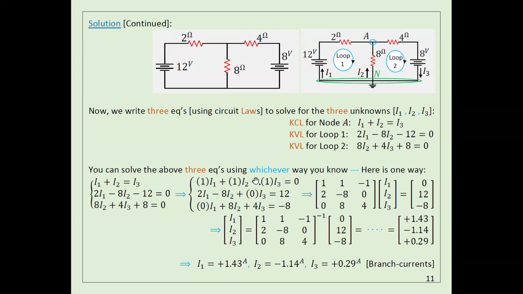Okay. So again, after I solved the equations, you can see I found I1 is positive 1.43 ampere, I2 is negative 1.14 ampere, I3 is positive 0.29 ampere. You can see here I1 is positive. That means this direction is correct. This current is going to flow this way. That's correct. I3 is positive, so this current will be this way, which is correct. This one here is negative. That means I assumed that this current should flow this way, but in reality it will be this way.